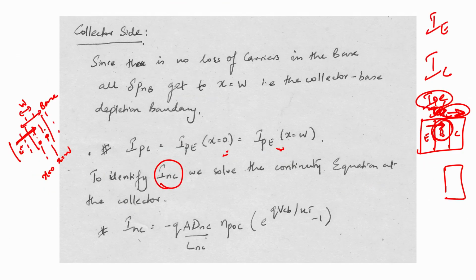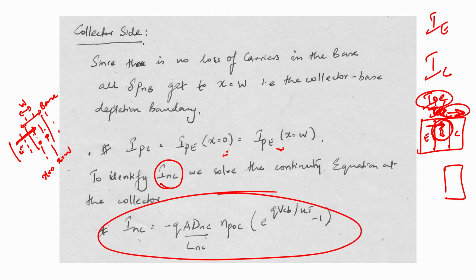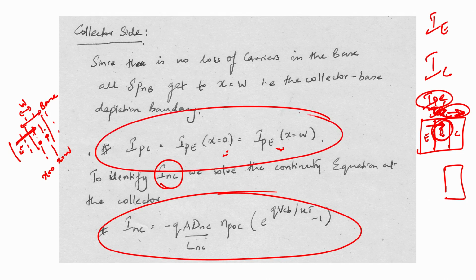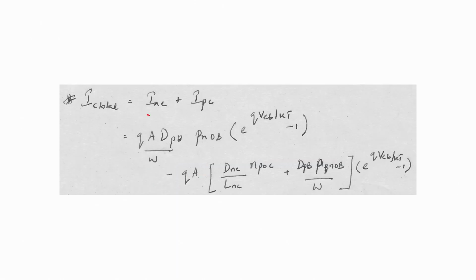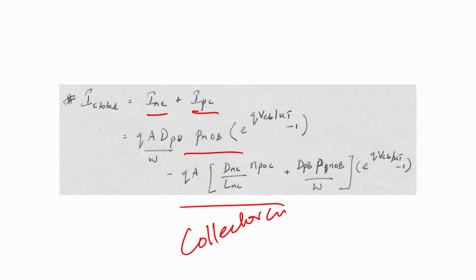case of the emitter, and we will find that the electron current in the collector is given by that. The hole current in the collector is given by this term that we have already calculated, and therefore, the total current in the collector is INC plus IPC, which is given by this term. So, that is my collector current. So, IC, that is my collector current. So, we have now calculated IE and IC.